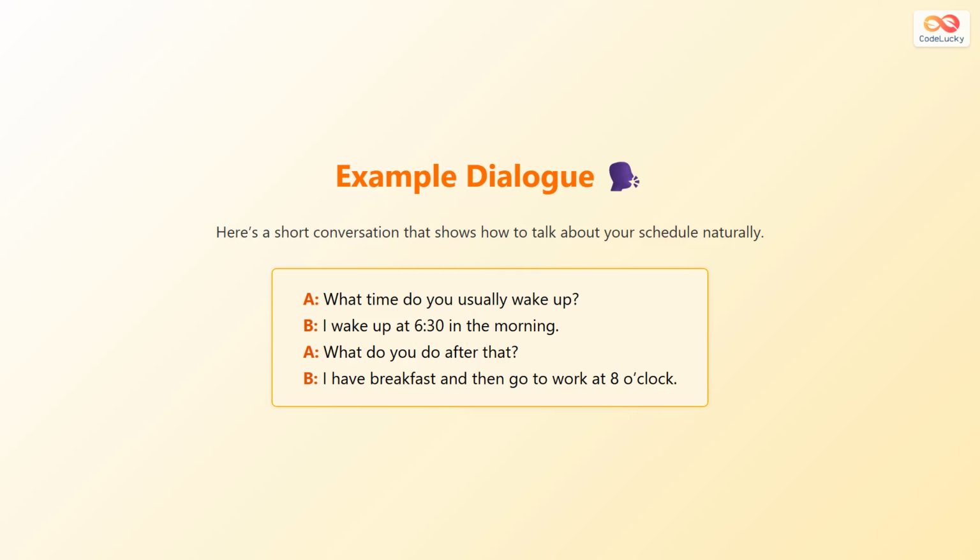Listen to this short conversation. Person A asks, what time do you usually wake up? Person B says, I wake up at 6:30 in the morning. Person A then asks, what do you do after that? Person B replies, I have breakfast and then go to work at 8 o'clock. This dialogue shows how to use clear sentences to talk about your day.